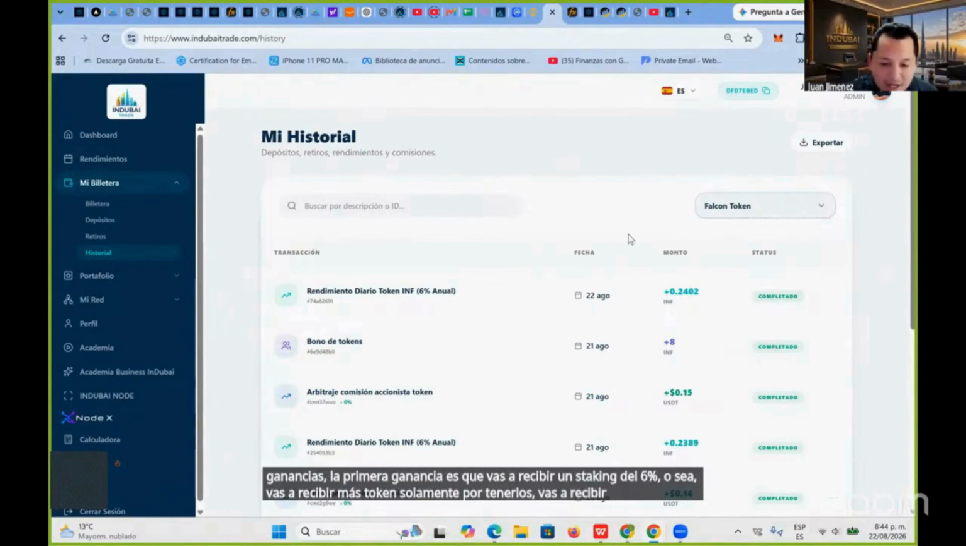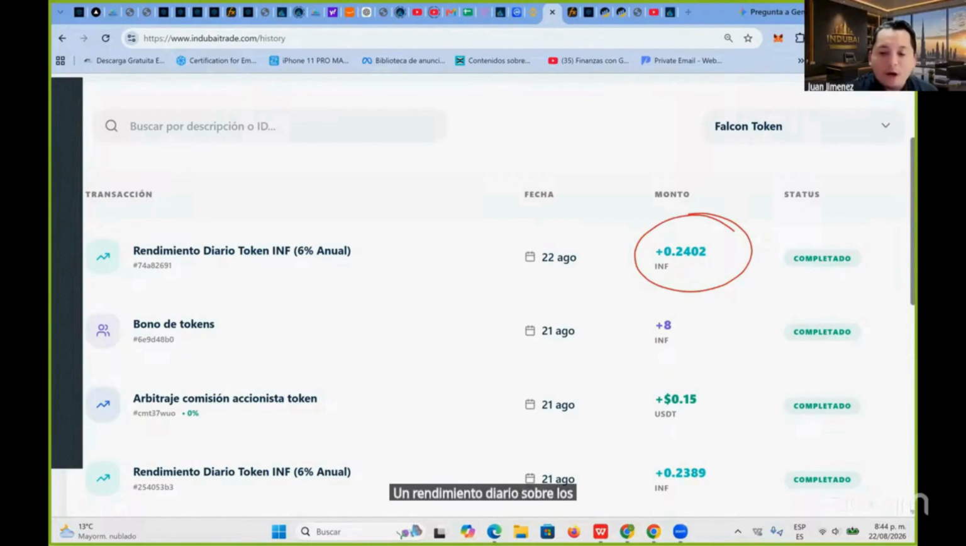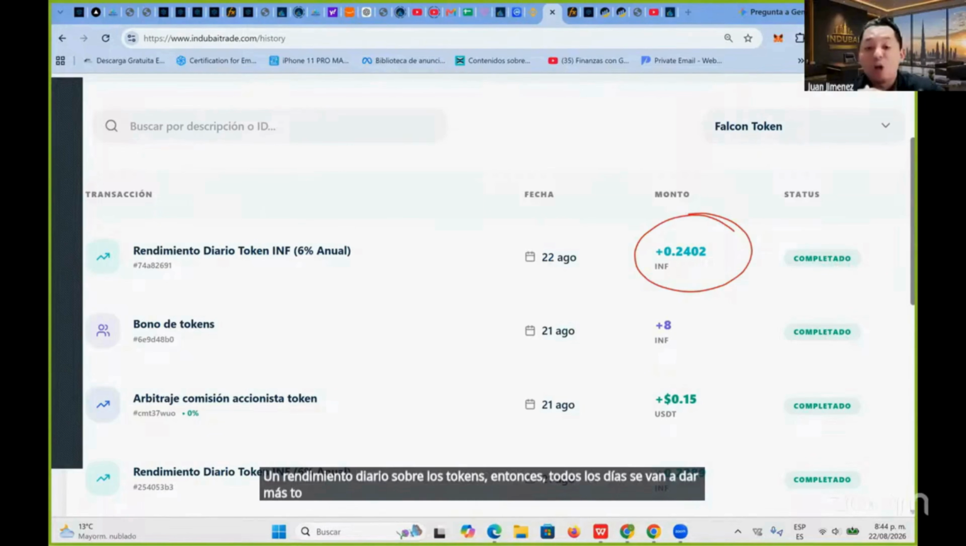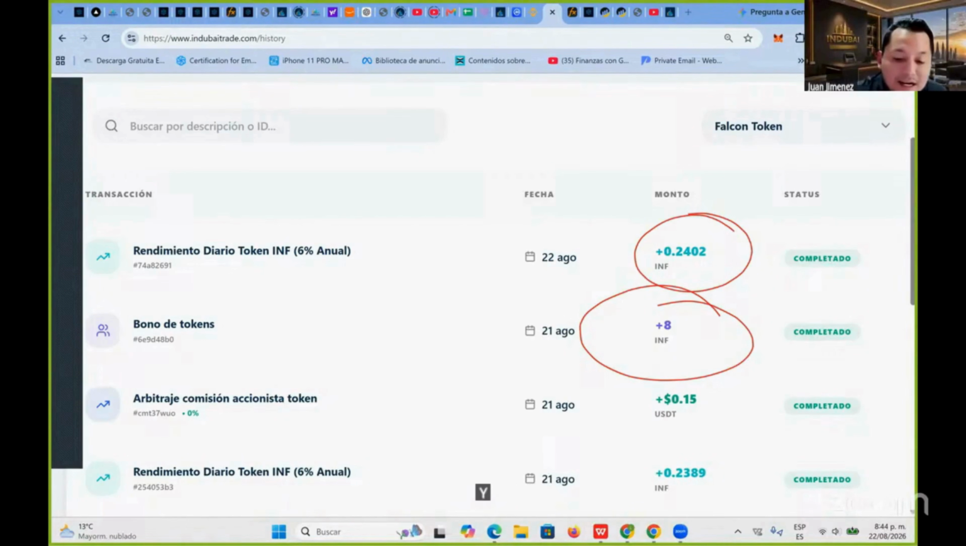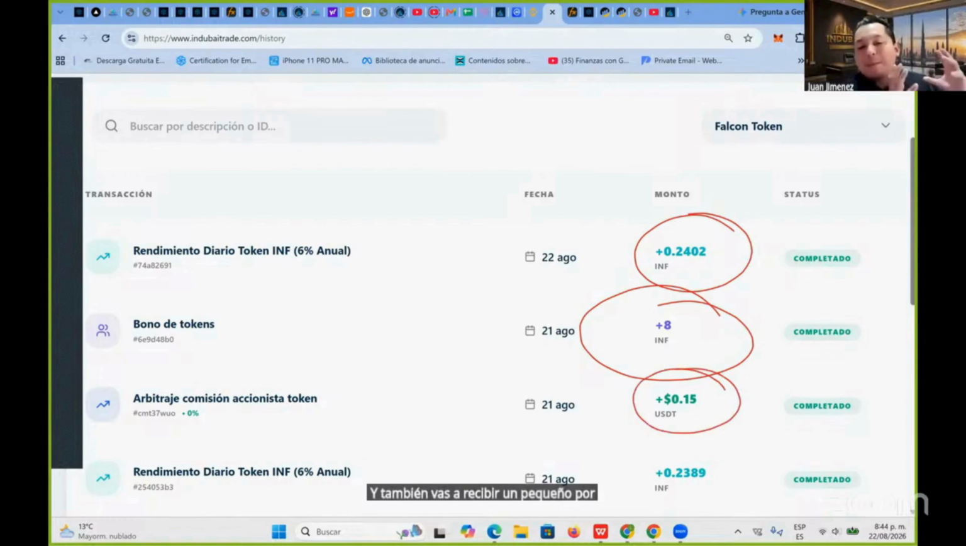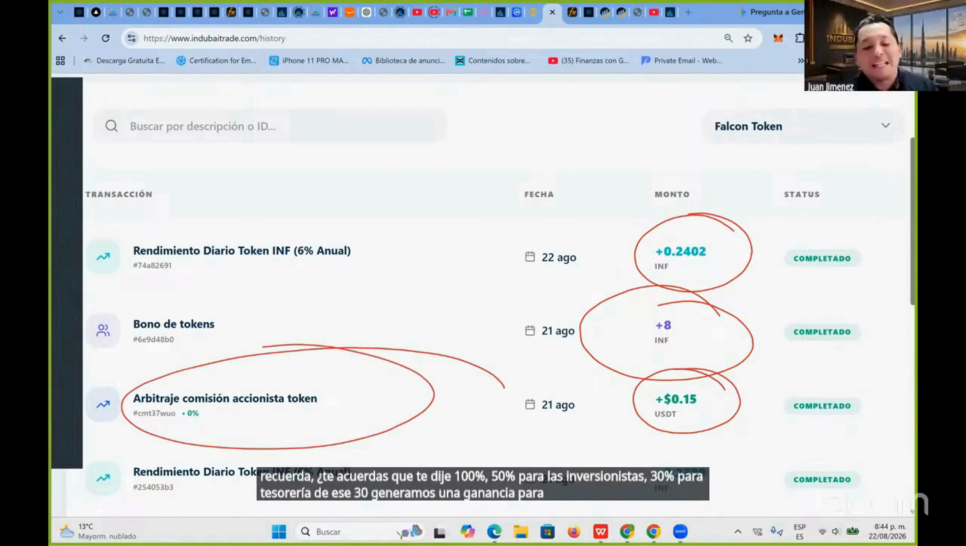You will receive, like this, look, as you are seeing here, a daily return on the tokens. So every day you will be given more tokens just for having them there. You will also receive bonuses when someone from your organization or your community buys tokens or receives tokens from the purchase of the cards. And you will also receive a small percentage from the arbitrage. This arbitrage, remember, do you remember I told you 100%, 50% for the investors, 30% for the treasury? From that 30%, we generate a profit for all our token holders.